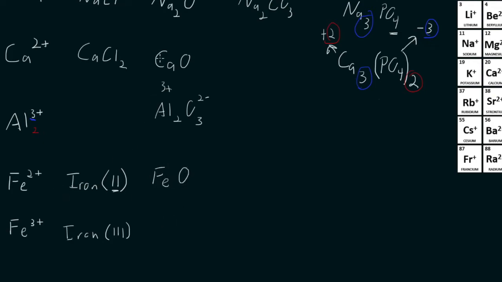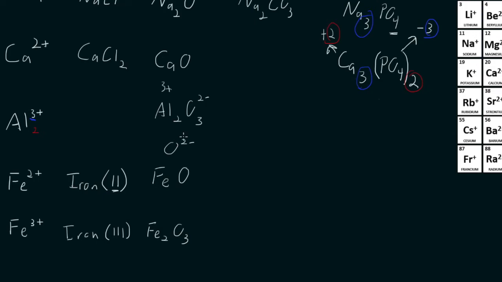Because that +2 balances out oxygens, let's put it right here, oxygens -2. Or if I have iron 3, well, that 3 is going to go to the oxygen. That 2 from the oxygen is going to go to the iron. So I'm going to have Fe2O3. So this would be iron 3 oxide. This would be iron 2 oxide. And that's exactly how I'm going to name these.